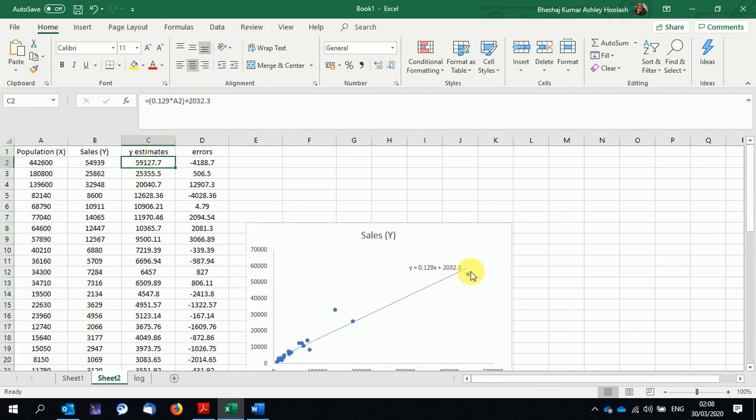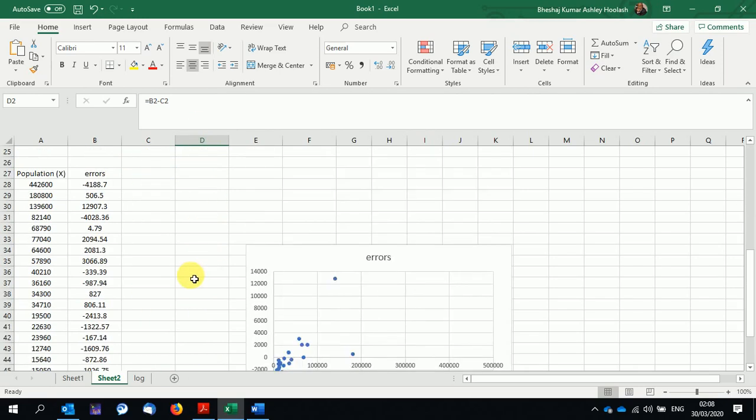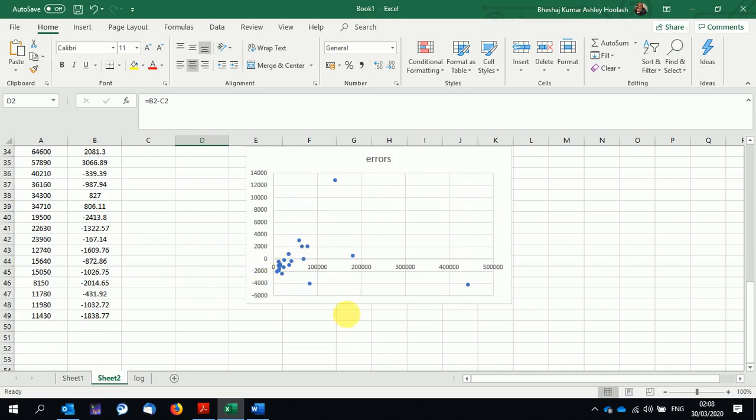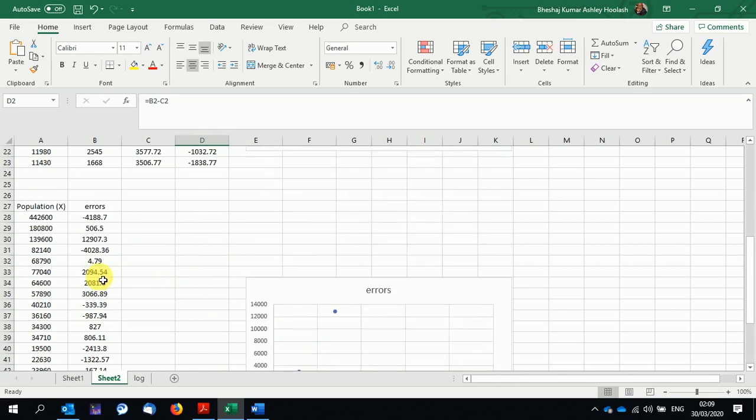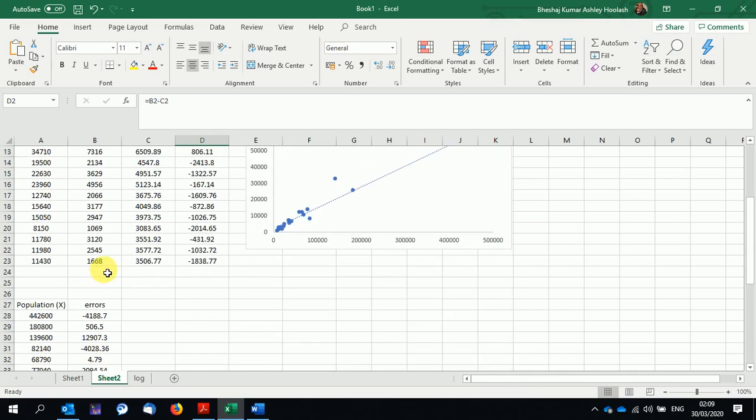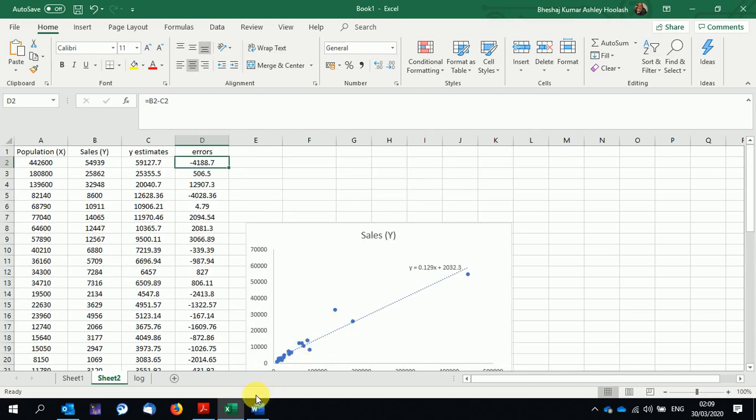How do I get this? By using this gradient and substituting the x here, and I would get the y estimate, and I can find the error by finding true value minus estimated value. If I decide to plot the errors, you can see it's not scattered all over the place. It's focused here, right? So this is not really a good example.